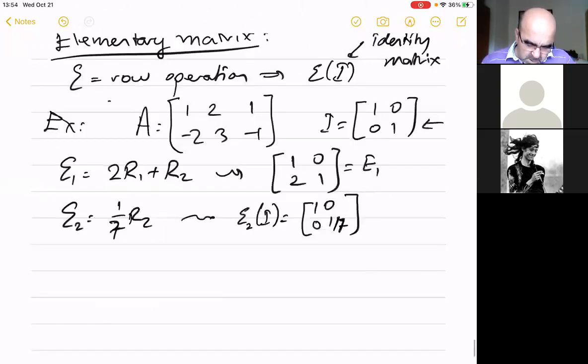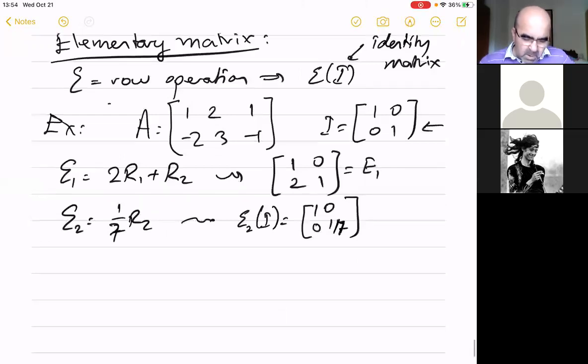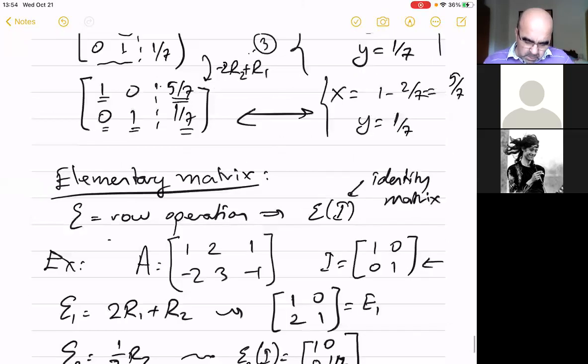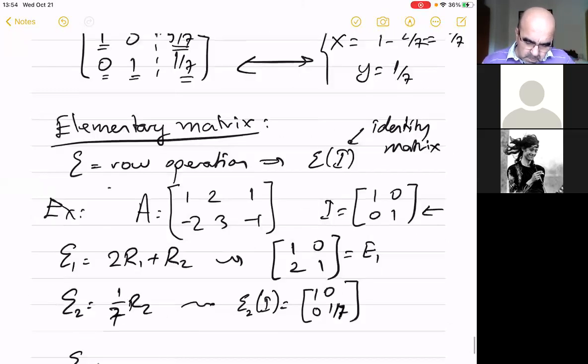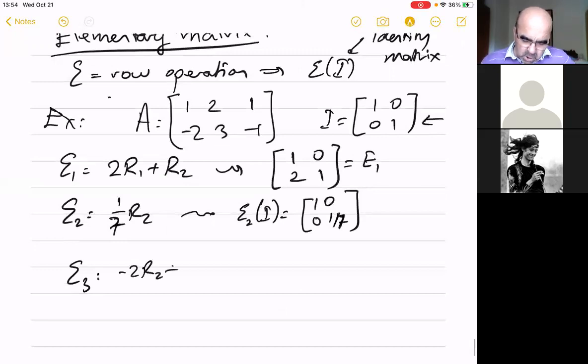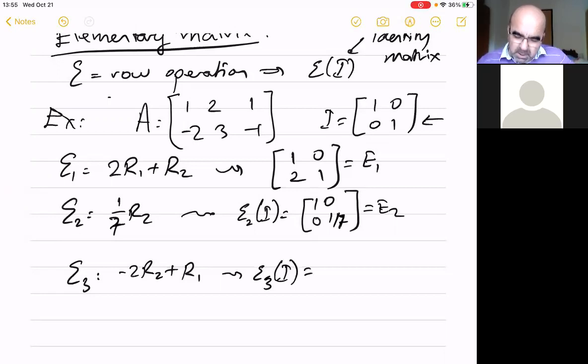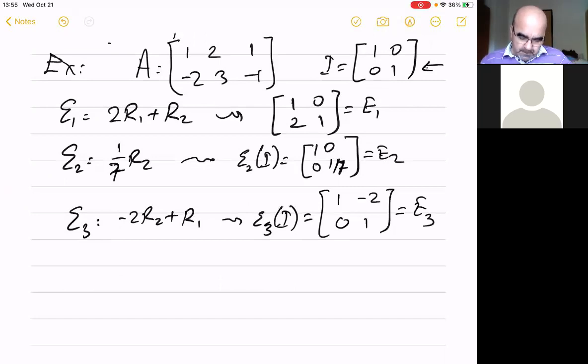Let's say this is E2. And the third row operation is -2 R2 plus R1. When you apply epsilon 3 to the identity matrix, you multiply the second row by -2 and add it to the first row, giving 1, -2, 0, 1. Let's say this is E3, so that we have this matrix.